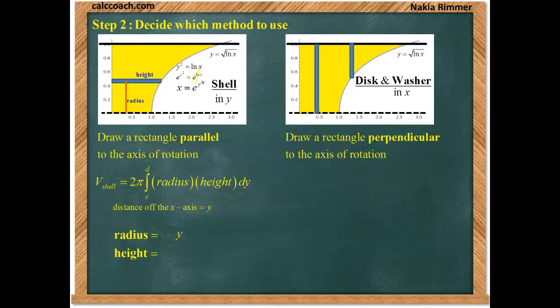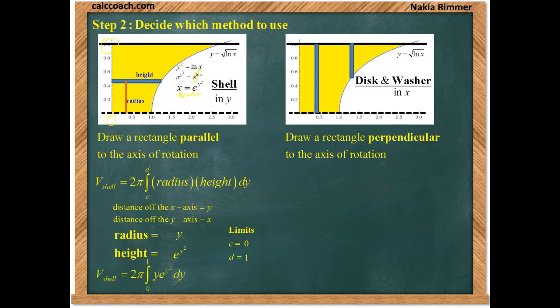Now we have the height. Well, the height is the length of that rectangle, and it will always be the distance off the y-axis, which is called x. But in this case we can't leave it as x because we're in y, and it's the distance to the function here, so we'll have to say that the height will be e to the y squared. How about the limits? You're going to take this at a low point of 0 and move to a high point of 1.